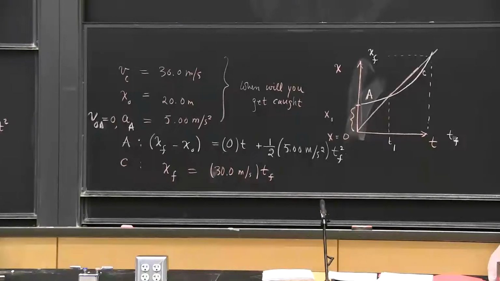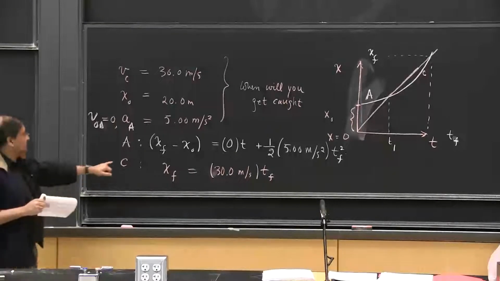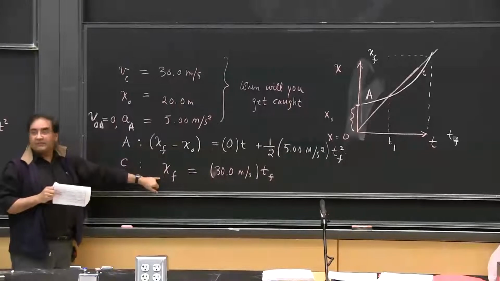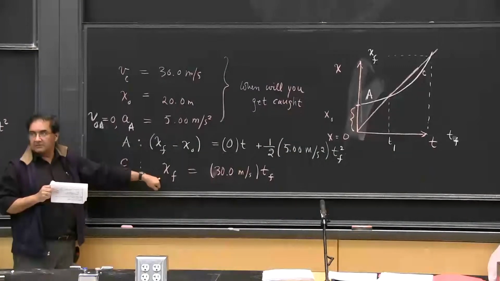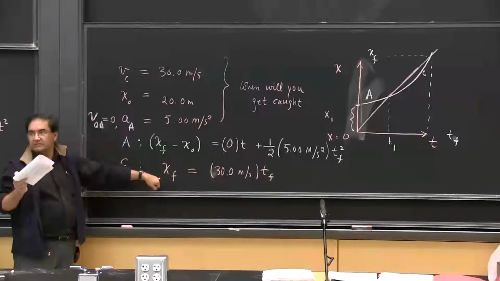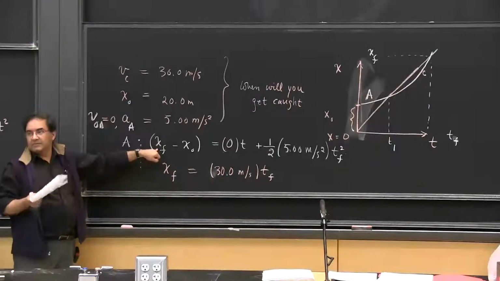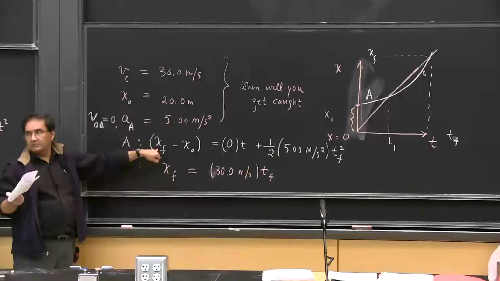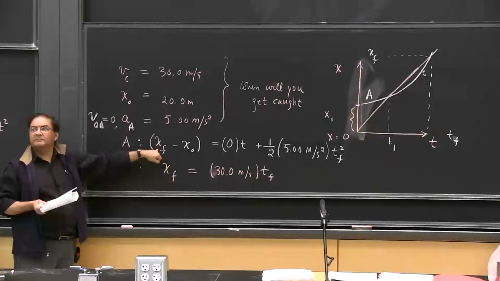You forgot to ask about the distance. The 20 meters is how much the cop is behind the car when the cop is taking off. I have actually subtracted it from the distance the cop traveled. So x final is the distance that the car travels before the cop catches it. So the distance the cop travels must be this x final minus x zero. Okay, so that's not a problem.